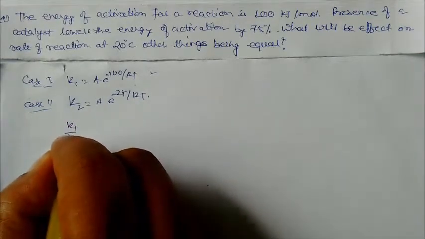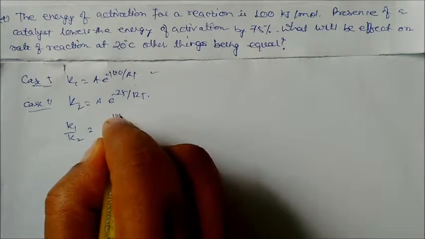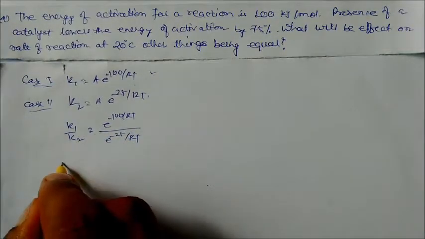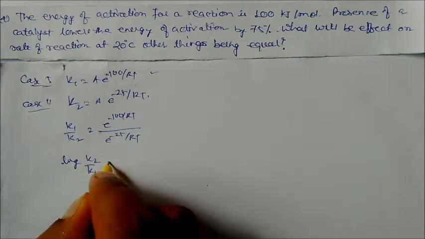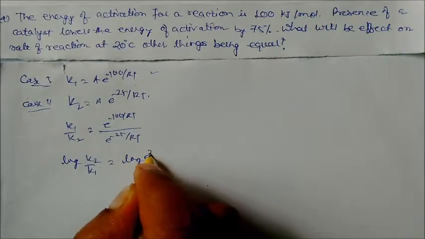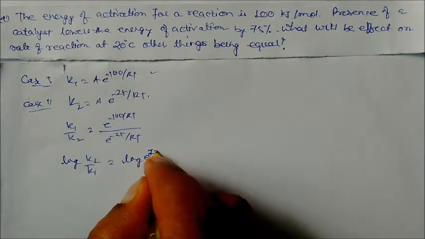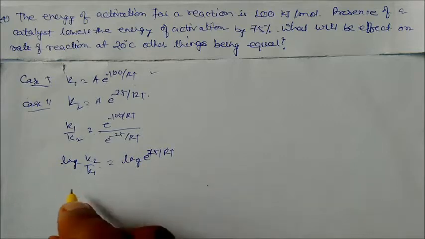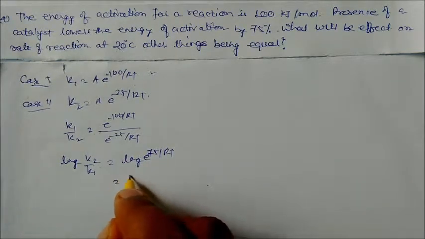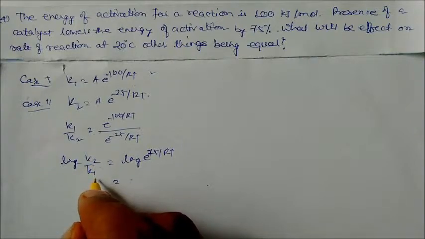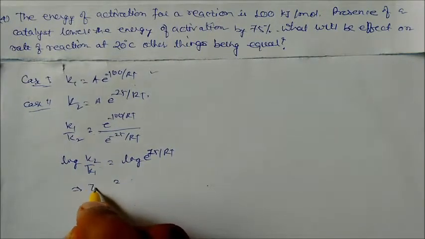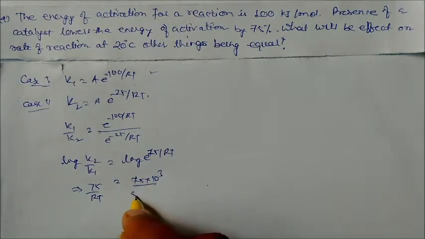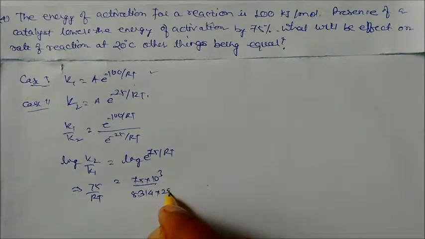So K2 by K1 will be equal to e to the power minus 25 by RT divided by e to the power minus 100 by RT. If you take the log value, log of K2 by K1 is equal to log of e to the power 75 by RT, since 100 minus 25 is 75. So log K2 by K1 will be equal to 75 by RT, and this is equal to 75 into 10 to the power 3 divided by 8.314 into 293.